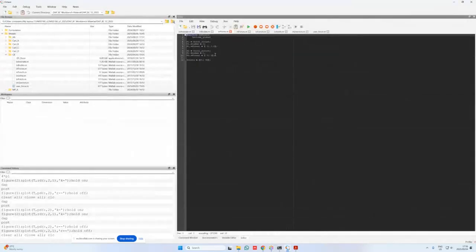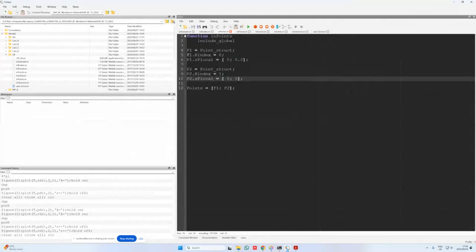Okay, so to do that, I specify point 1 as the point that is on body 0, so on ground. I give its local coordinates according to that schematic that I have in the mind map. And then for point 2, its body index is going to be 1. And this point is located at the center of mass, so its local coordinates are 0, 0.